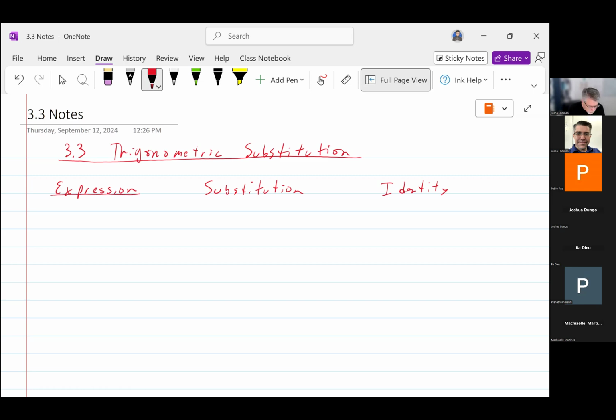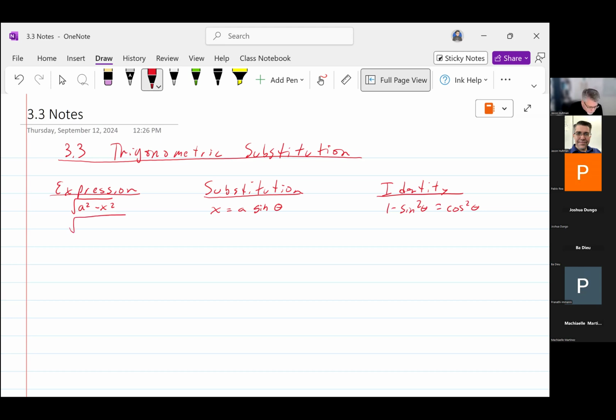Okay, so if we see in our integral something that looks like the square root of a squared minus x squared, where a is a constant, the substitution that we're going to use for that is x equals a sine theta. And the identity that we're going to use to simplify this is 1 minus sine squared theta equals cosine squared theta.